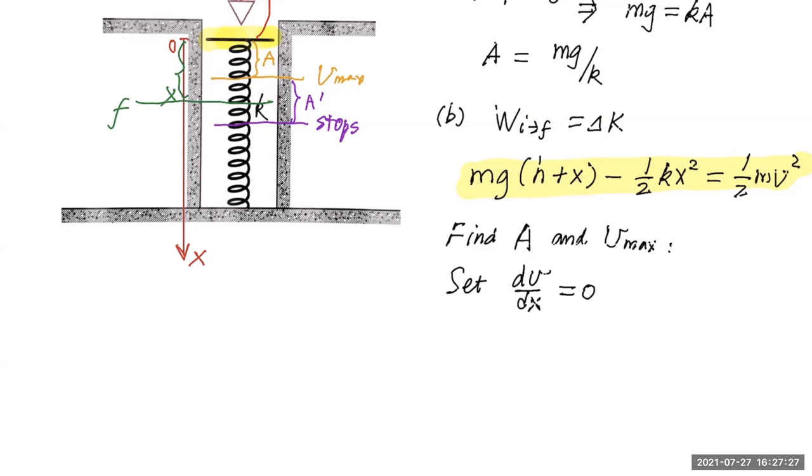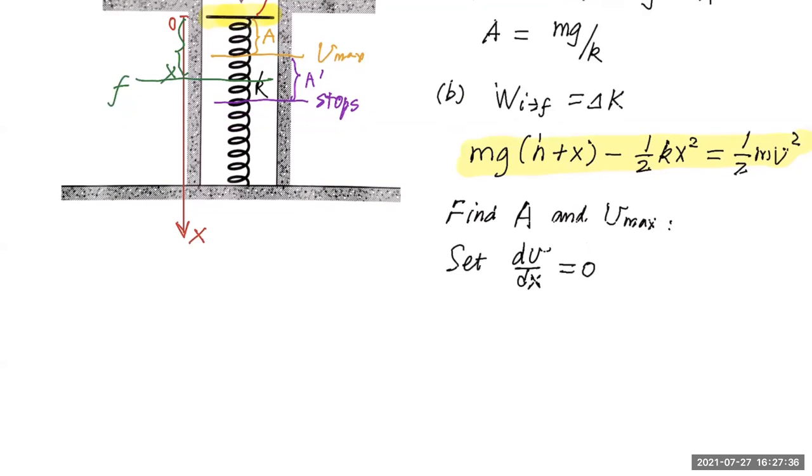Let's take this highlighted equation and take a derivative, d/dx, of every term. The first term, mgh, the derivative is 0. The next term is mgx, the derivative is just mg. And then after that, you have negative 1/2 kx squared. You take a derivative, what do you get? You get kx. Kx, right?